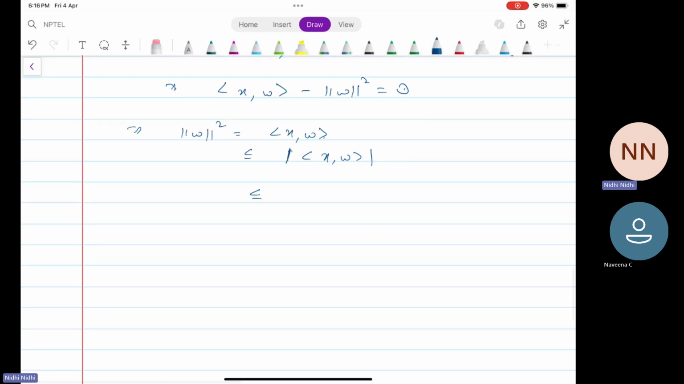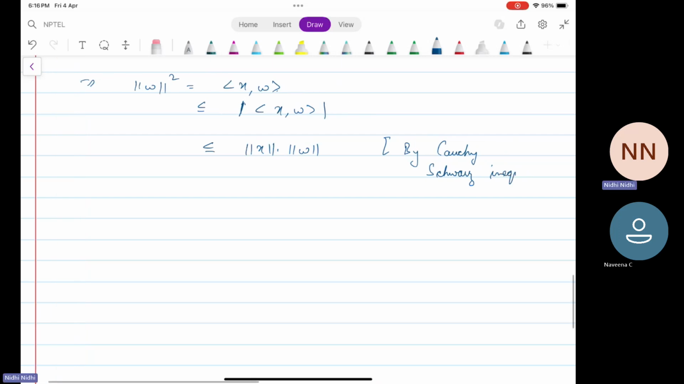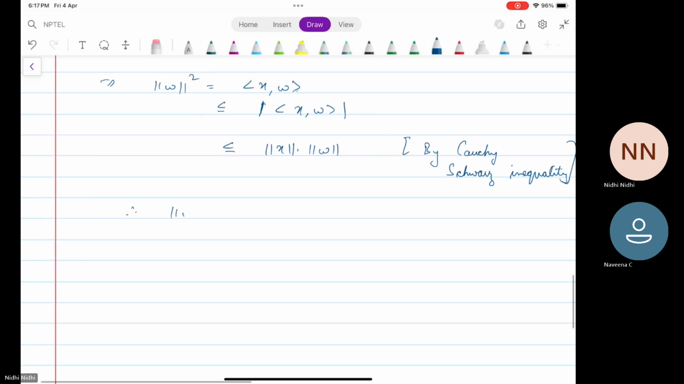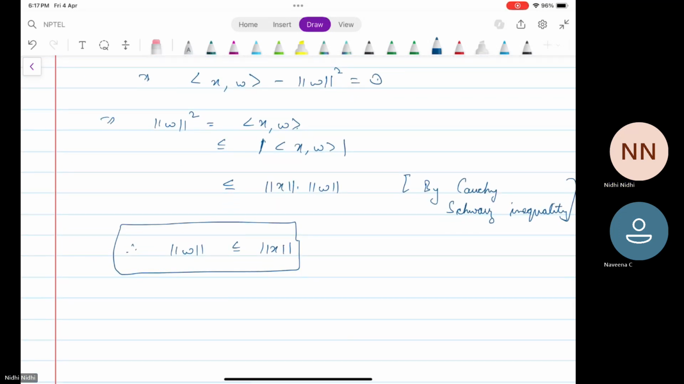This is less than or equal to, by Cauchy-Schwarz inequality, norm x times norm w. Therefore, dividing both sides by norm w, norm w is less than or equal to norm x. That is what they were saying. Therefore, the given statement is true.